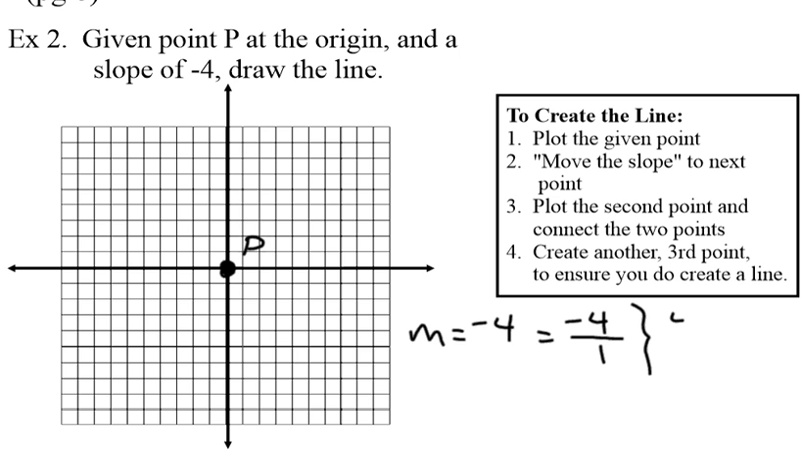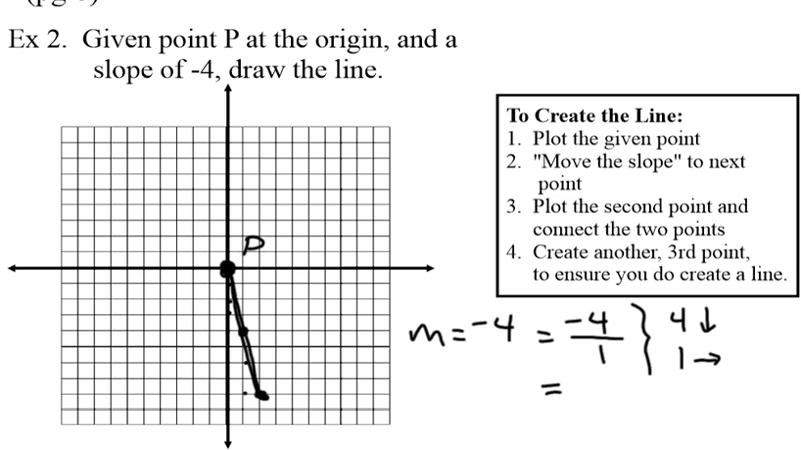Rise of -4, 4 down. A run of +1, 1 to the right. So that point, I can go 1, 2, 3, 4 down, 1 to the right. 1, 2, 3, 4 down, 1 to the right to get to the next. Because they all have the same slope. And if I look at that, just for those points to start, it's going down as we move to the right. It's a negative slope, and it's going down as we move right.